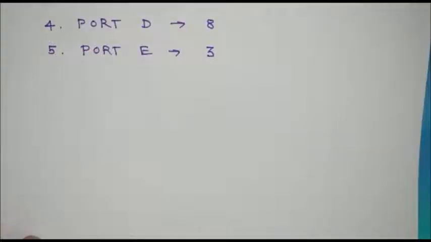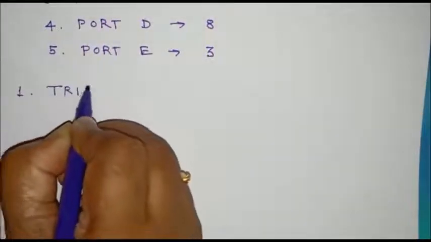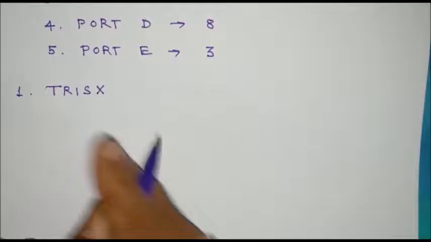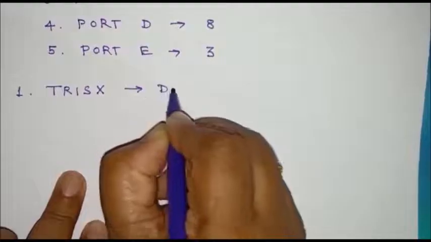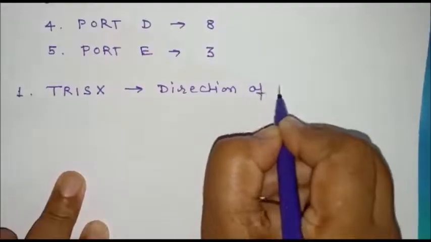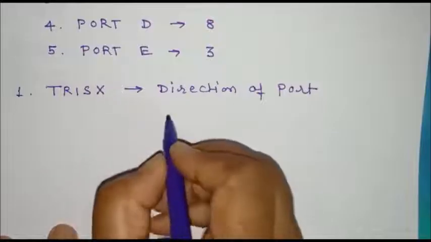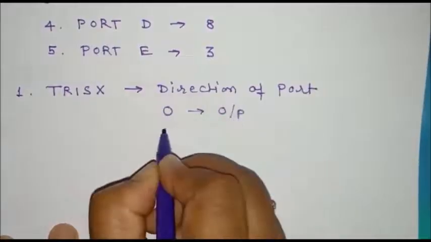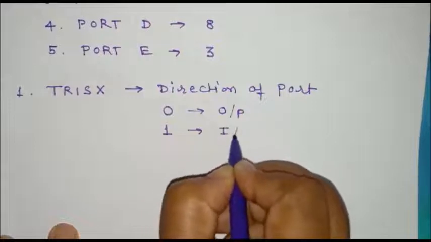There are 3 registers associated with each port. The first register is TRIS register. After TRIS we have to write name of port, so I'll write here X. So TRISX is the first register which is used to indicate direction of port, or direction of port terminal. So if the particular bit of this register is 0, then port bit is used as an output, and if the bit is 1, port register or port bit is used as an input.